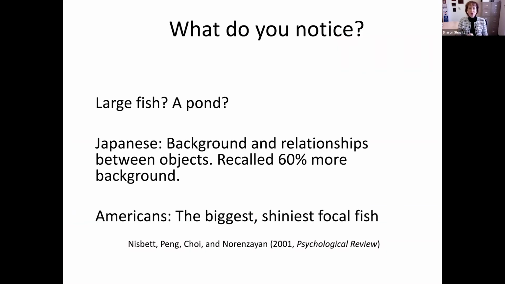And what researchers who did this work found is that Japanese participants looked more at the background and the relationships between objects, and they tended to recall 60% more of the background than American participants did. American participants, in contrast, tended to focus on the biggest, shiniest focal fish. Okay. Now, why does that matter?